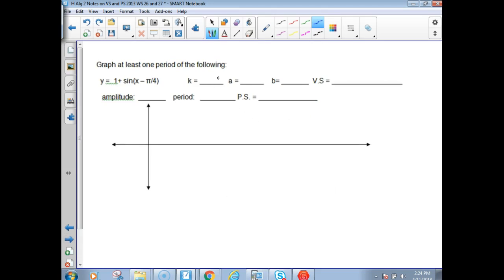Okay, next one, we've got a K of 1. We have an A of, there's nothing in front of the sine, so that'd be 1. The B value is also 1. And the vertical shift would be up 1. The C value is pi over 4. So our phase shift is right pi over 4. Our amplitude is simply 1. And the period, since B is 1, would be 2 pi.